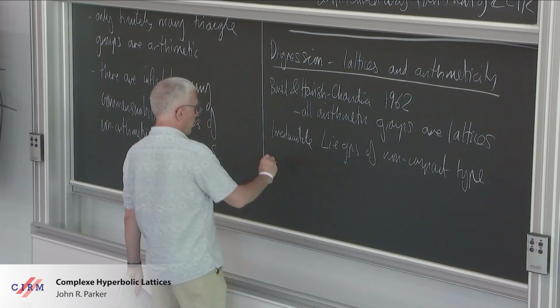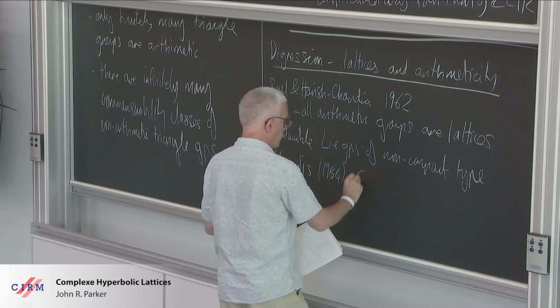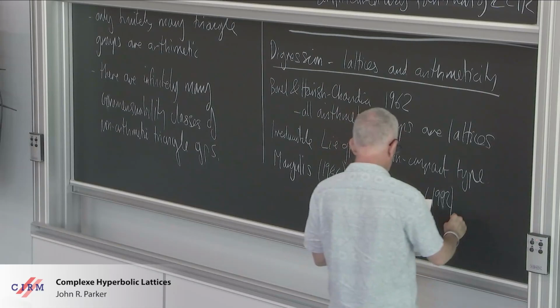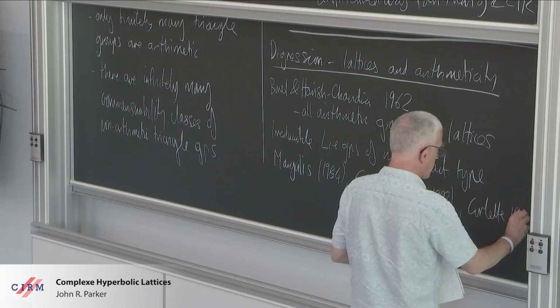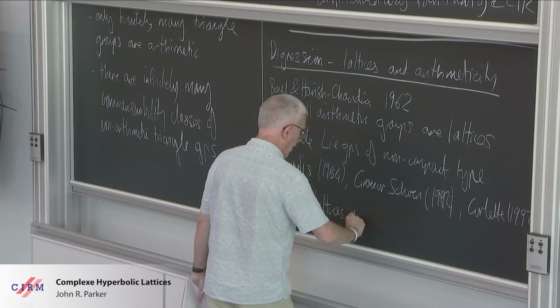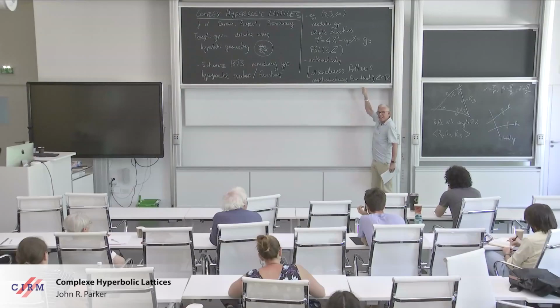So combining Margulis from 1984, Gromov and Shane from 1992, and Corlett from 1992, says that all lattices are arithmetic except, big pause while I clean the board. It's exactly the right place to have a pause because it keeps you all excited. Those of you who don't know the story.